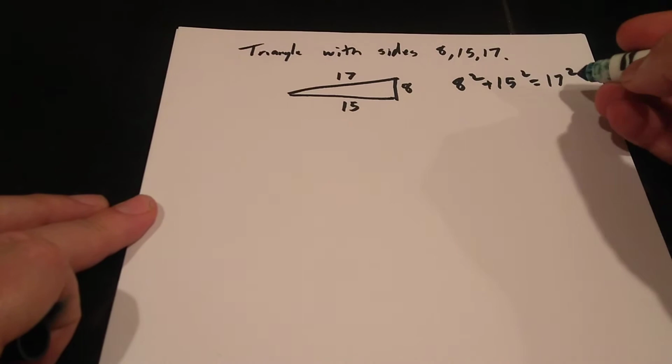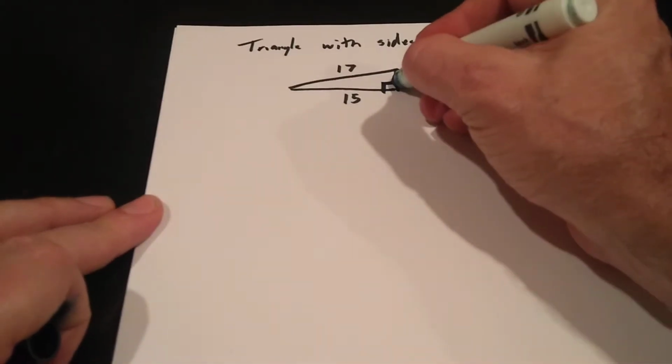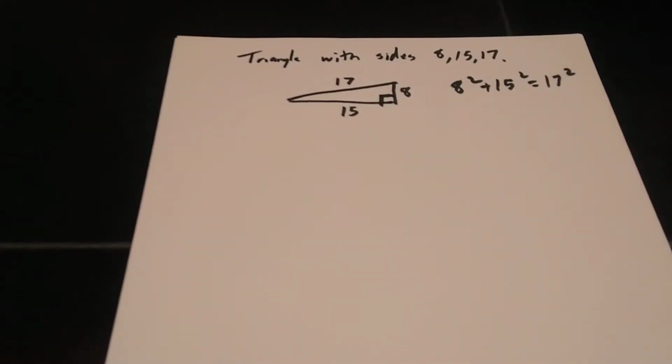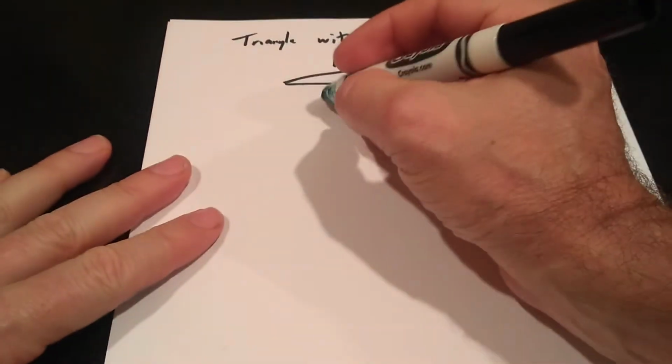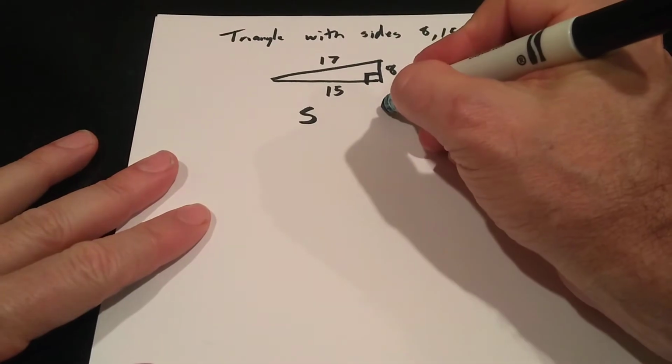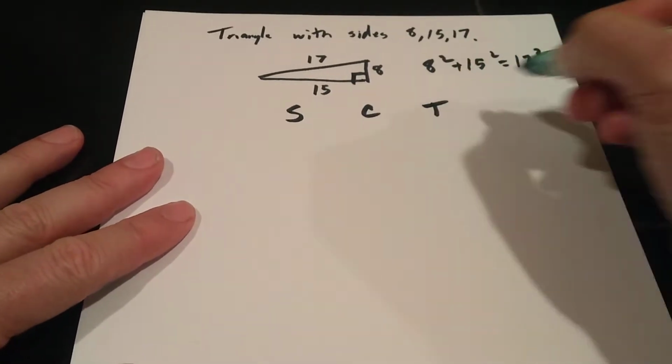But if that is true, and when it is, we know this has to be a right triangle, which means all our right triangle rules apply, including the most important of which is sine, cosine, and tangent.